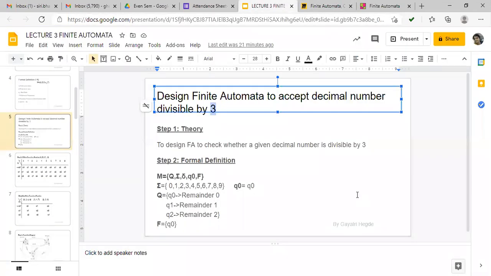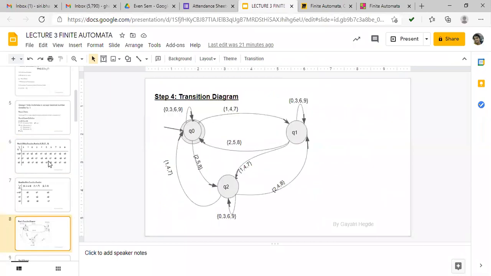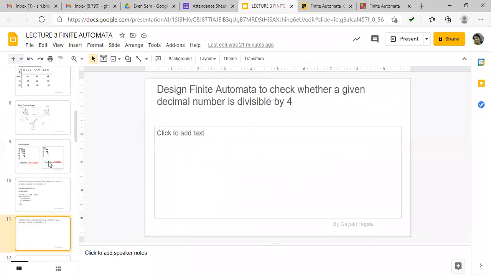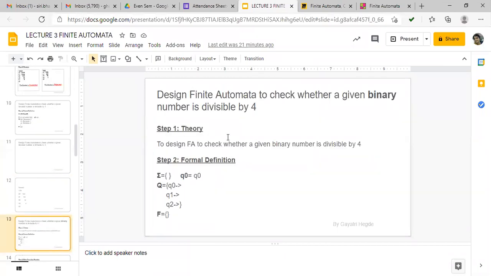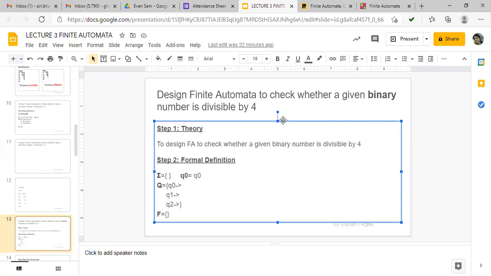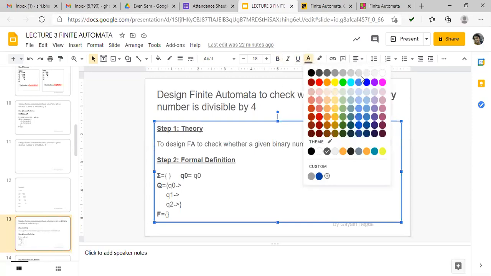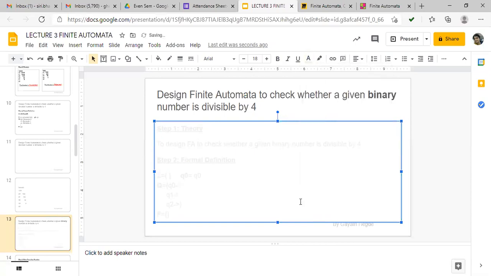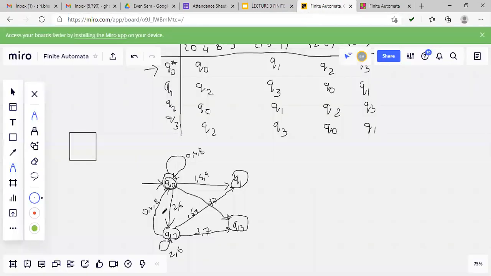What we saw in this example is a decimal number divisible by 3, right? Now the next example is a binary number divisible by 4. Design a finite automata to check whether a given binary number is divisible by 4. We'll quickly move on and solve it.